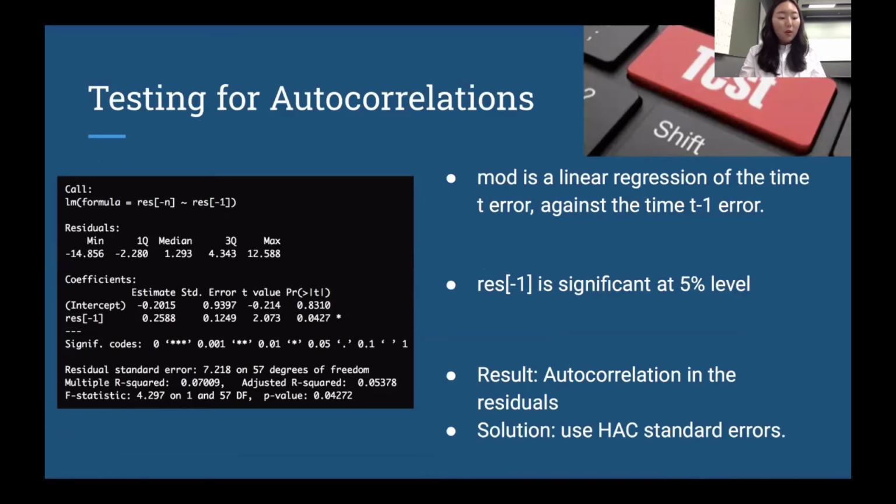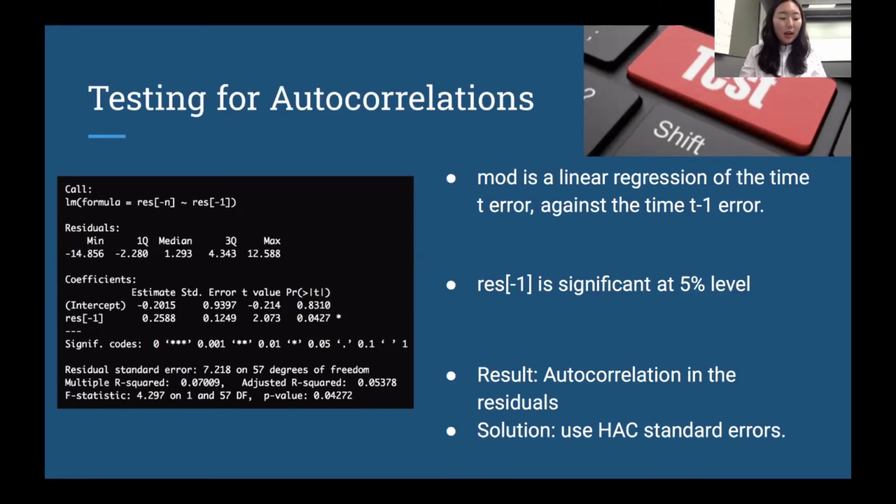To test for autocorrelation, we need to run a linear regression of the time t error against the time t-1 error. The null hypothesis states that there is no autocorrelation in the residuals, and the alternative states that there is autocorrelation in the residuals. From running the test regression, the coefficient estimate of residual -1 is 0.2588, and the p-value is 0.04, which is statistically significant at the 5% level. Hence, we reject the null hypothesis and conclude that there is autocorrelation in our residuals.